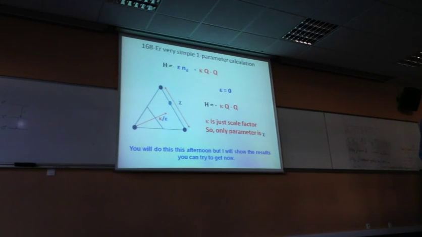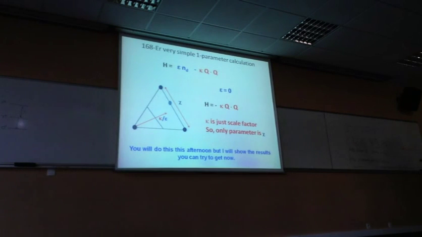I did say, but I didn't really stress it. Kappa over epsilon takes you from this corner over to the deformed limit. Chi takes you from SU(3) to O(6). Chi equals minus square root of 7 over 2 gives you an axially symmetric rotor. Chi equals 0 gives you a gamma soft rotor, this squishy thing. Since epsilon is 0, kappa is just a scale factor. So you just calculate with any kappa you want and scale the energies at the end to match the first 2 plus state. And so the only parameter is chi. You'll do this afternoon, but I'm going to show you the results that you can try to get this afternoon.